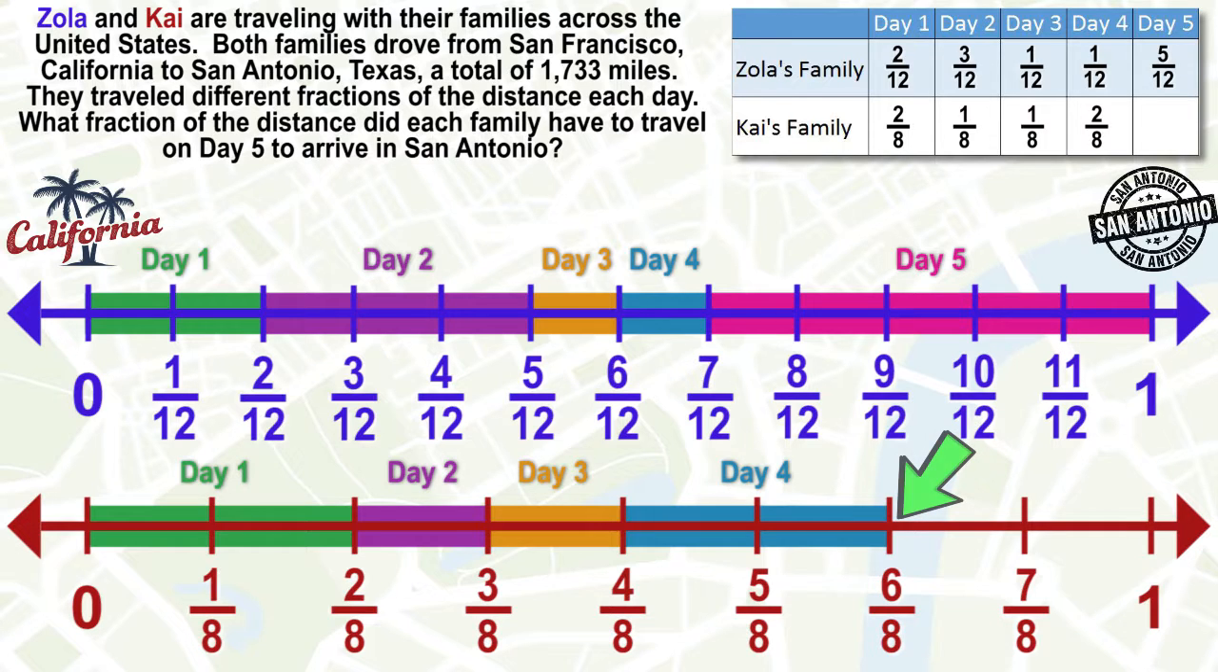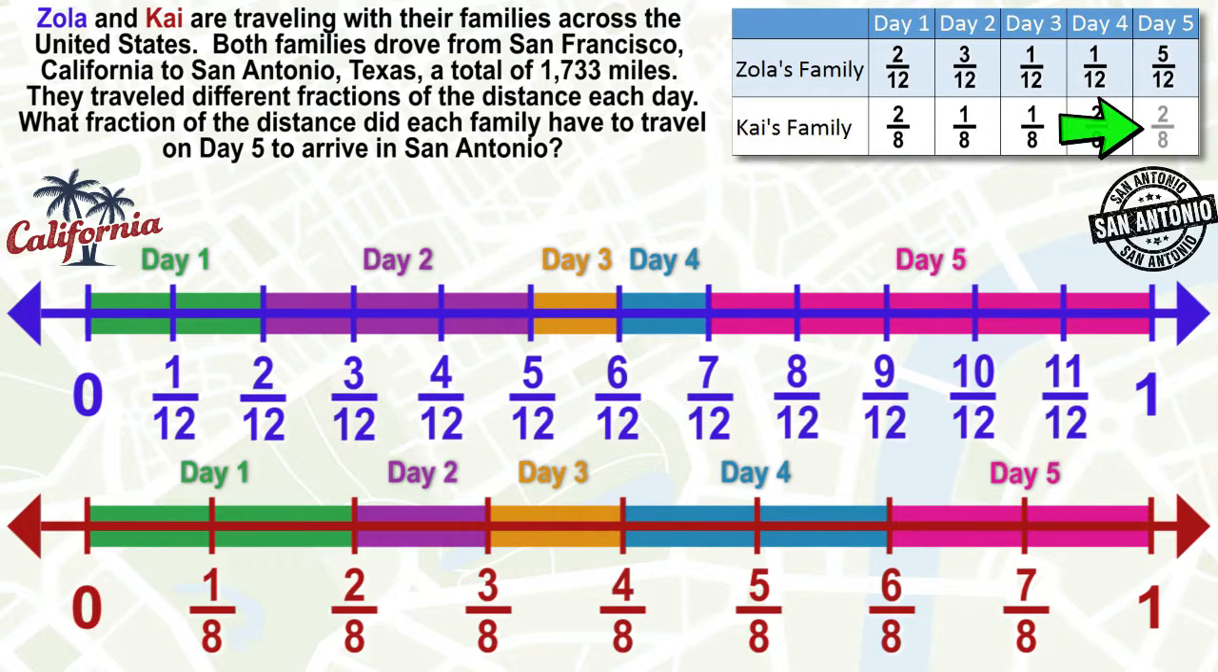Kai's family has traveled a total of 6/8 of the distance. There are 2 more sections or 2/8 more left to get to 1 whole. Record 2/8 for day 5 on the table.